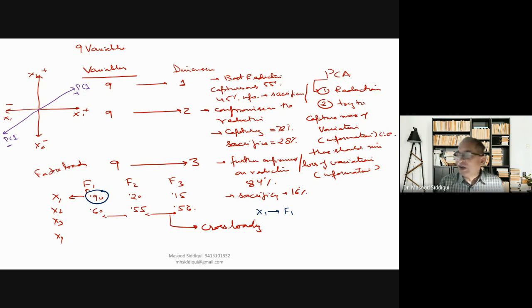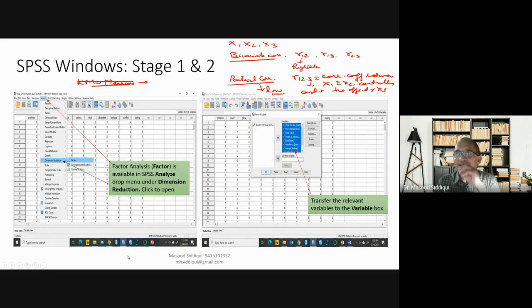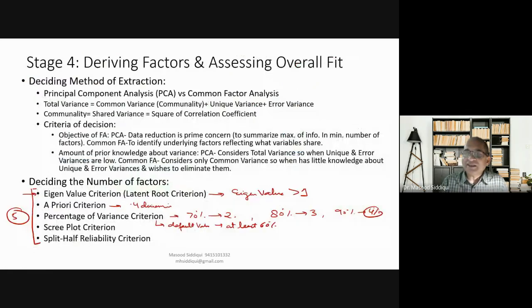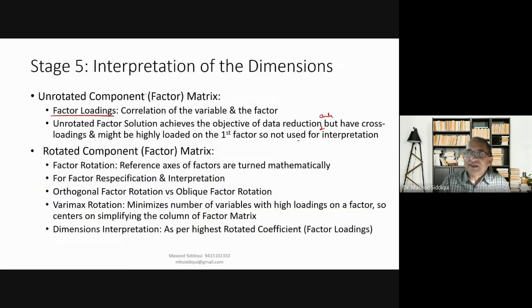Okay. So now, since this unrotated component matrix, or the component matrix, cannot give us the interpretation of the data, we have to do something else. So now I am explaining that concept.